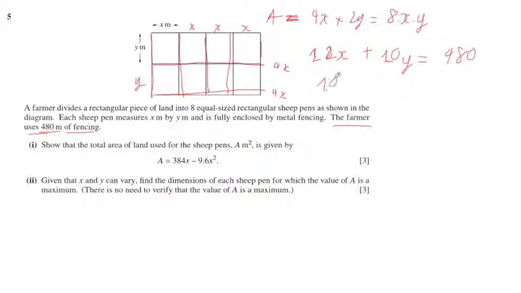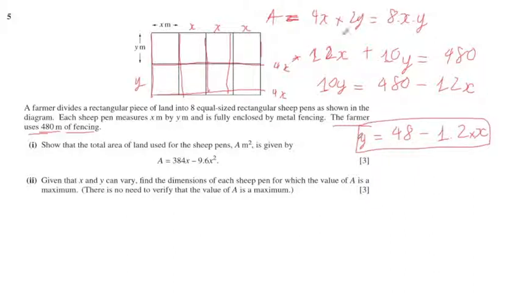So that's why 10y will equal 480 minus 12x, and y will be equal to 48 minus 1.2x. 12 divided by 10 is 1.2. So substitute this y into the area formula.